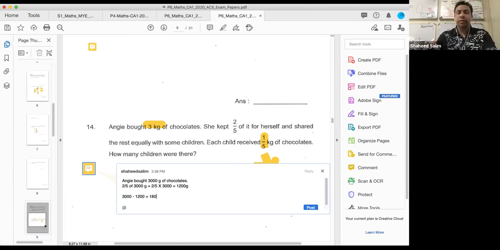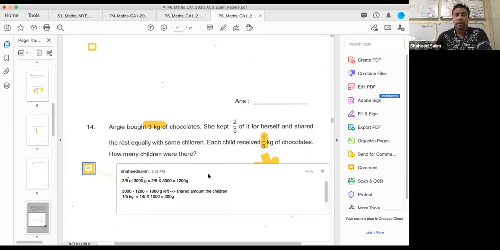So 1,800 is now left. This is now shared among the children. So what we need to do is take 1,800 divided by 1/5 kg. We try: 1/5 kg is how much? How to find out? Very simple. 1/5 times 1 kg, which is 1,000 grams, equals 200 grams.